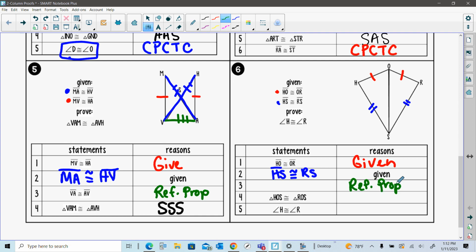Line 3 should be using a reflexive property because you have a shared side. So you have to state that side OS is congruent to OS. Hopefully we got 4 to be side, side, side. Which means now I can prove line 5, angle H and I congruent by CPCTC.